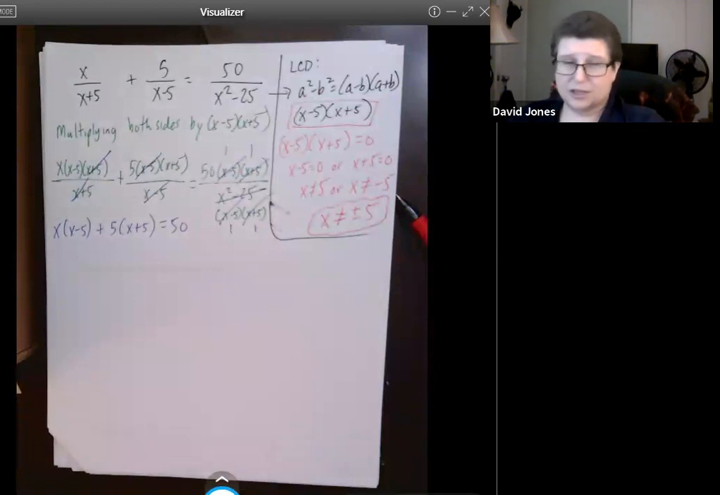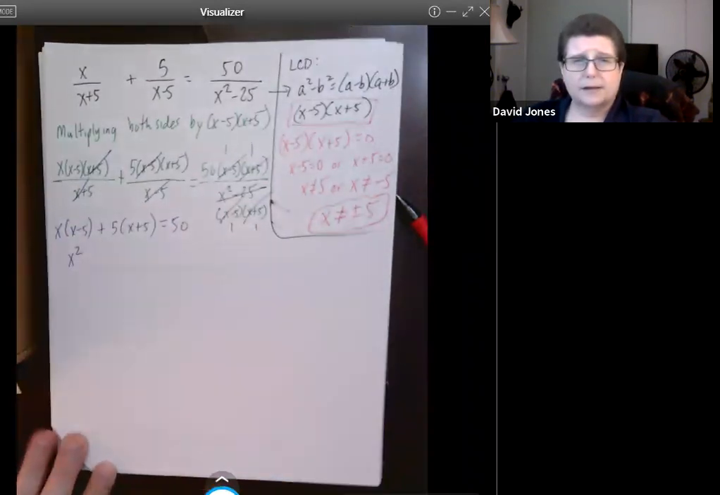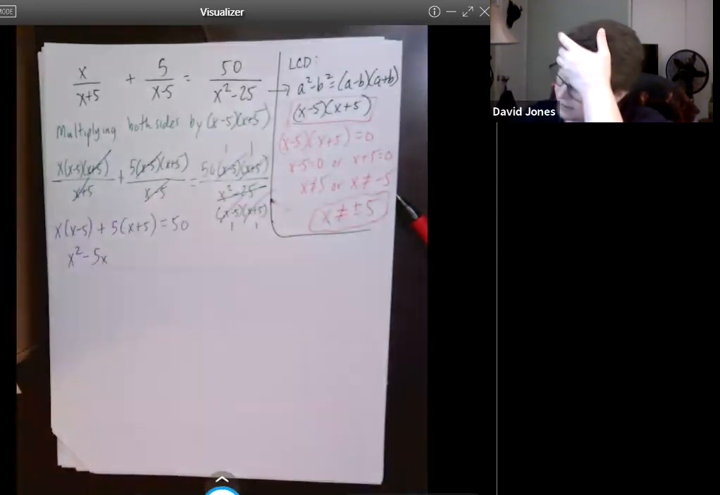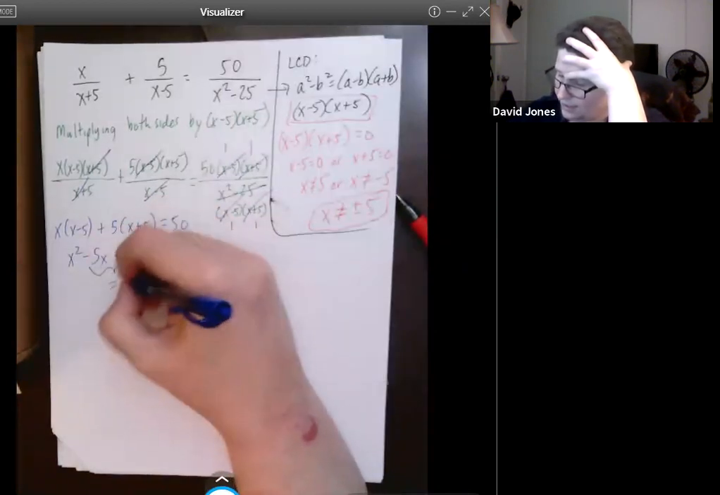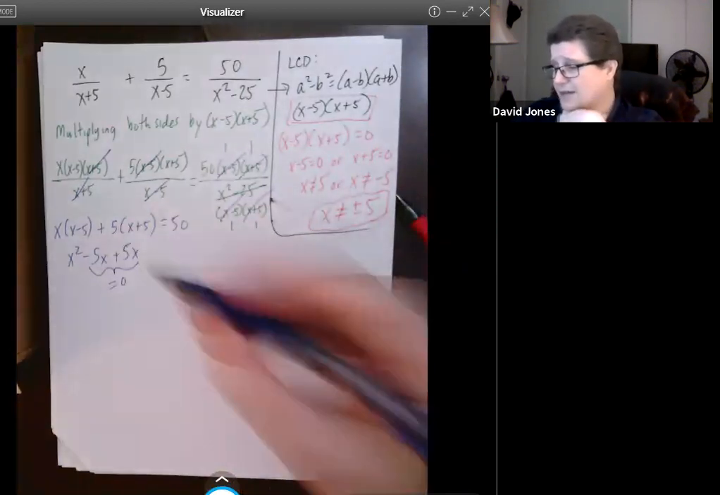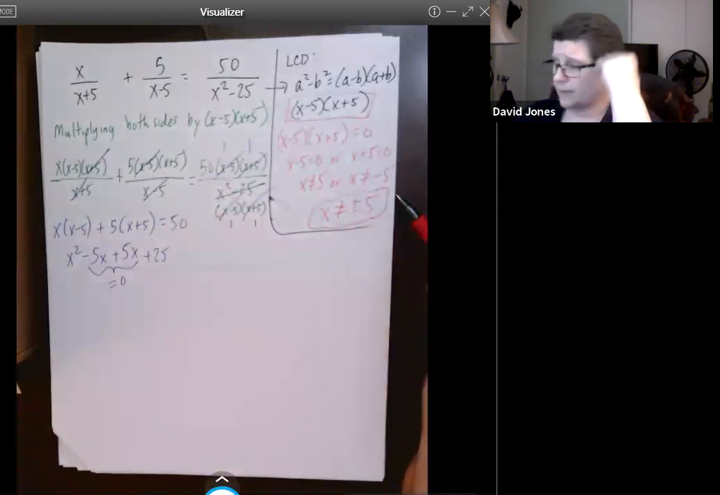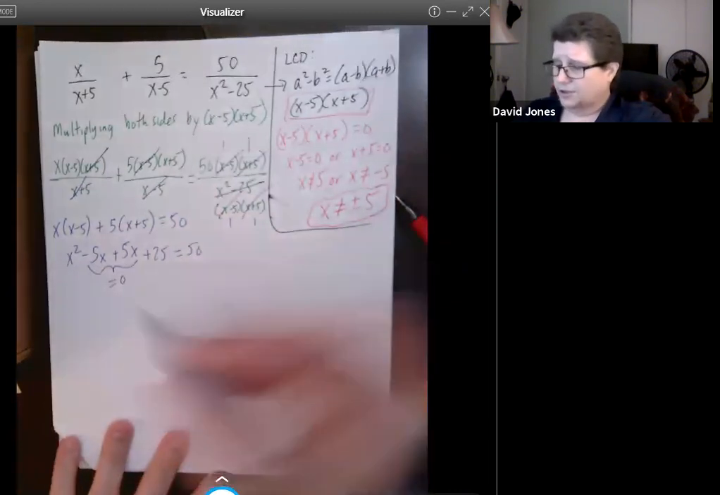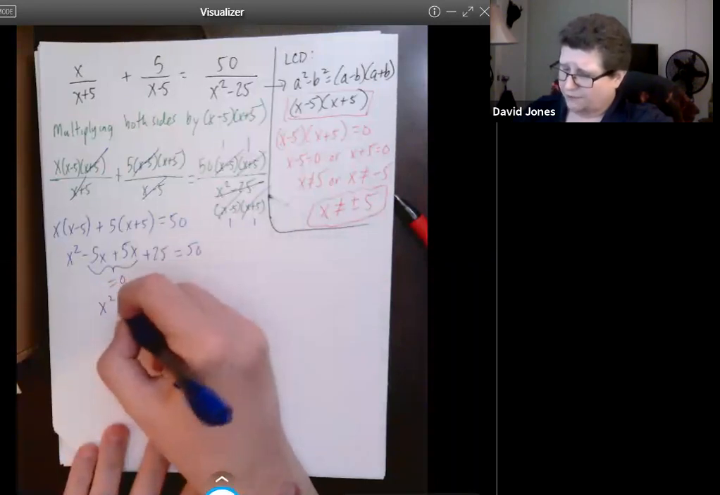So now we solve it. We distribute. x times x is x squared. x times negative 5 is negative 5x. And then 5 times x is plus 5x. Those are going to cancel, equals 0 there. And then 5 times 5 is plus 25. The right side is still 50. So combining the negative 5x and 5x, we have x squared plus 25 equals 50.